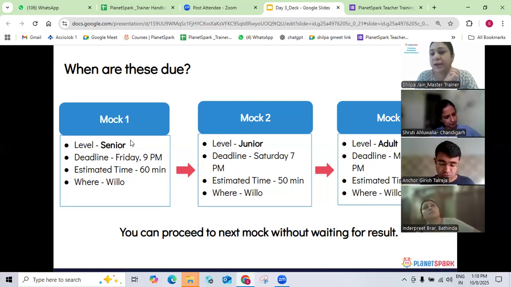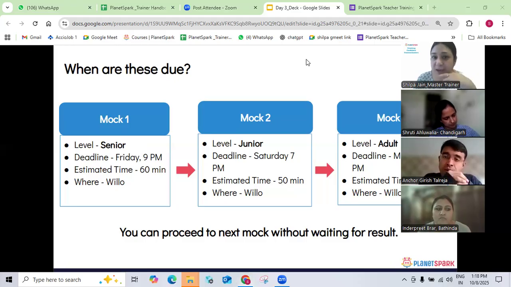When can you start attempting your mocks? Till now, we have learned how to interact with the learner only. We haven't covered how to interact with the parents. This parent-teacher interaction, we are going to cover tomorrow. So after tomorrow's training program, you can attend mock 1. You can also attend mock 2, but you cannot attend mock 3 after tomorrow's training.